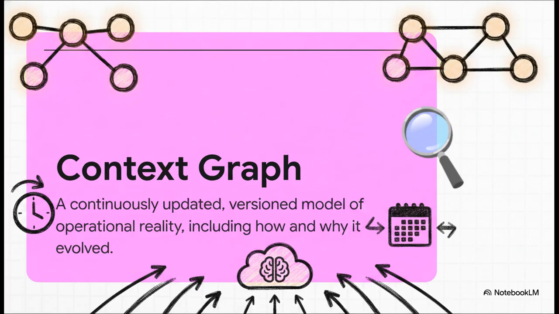Think of it as a living model of your system that is always up to date. It's versioned, so you can literally ask, what did our system look like last Tuesday? And, this is the magic part, it includes change lineage. It knows how and, more importantly, why your system evolved into its current state.